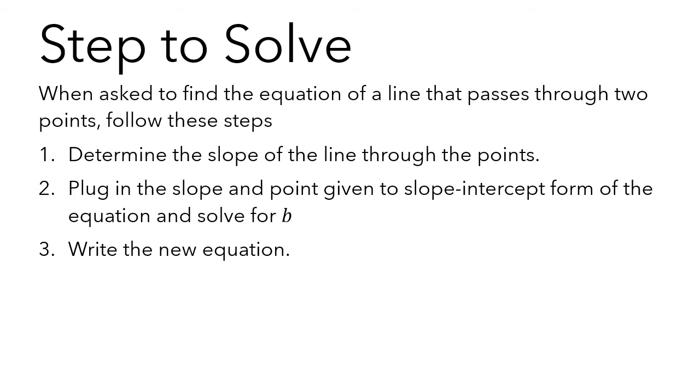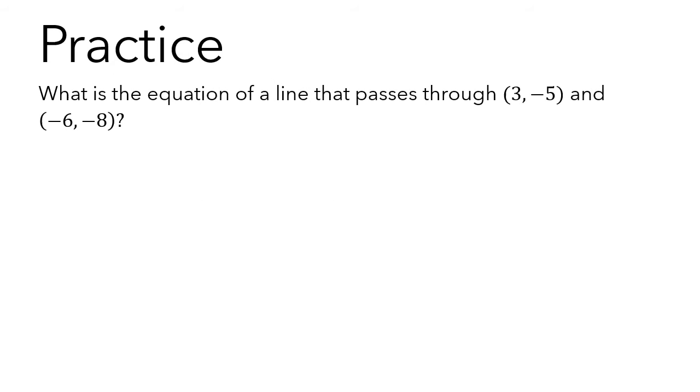So here are the steps to solve. Step number 1, determine the slope of the line through the 2 points, and you have to use the slope formula. Step number 2, plug in the slope and the point given into the slope-intercept form of the equation to solve for b. And then lastly, you can write your new equation. So let's try a practice example.